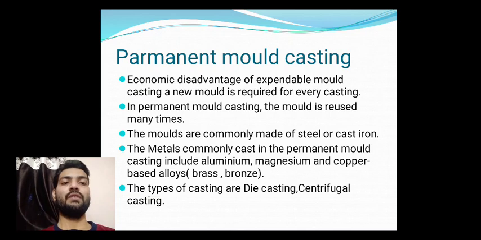Permanent mold casting, which means that the mold can be reused for every casting. Economic disadvantage of expendable mold casting: a new mold is required for every casting. This is the disadvantage of expendable mold casting. In permanent mold casting, the mold is reused many times. The molds are commonly made of steel or cast iron. The metals commonly cast in permanent mold casting include aluminium, magnesium, copper-based alloys, brass, and bronze. The types of casting are die casting and centrifugal casting. These are the casting techniques.